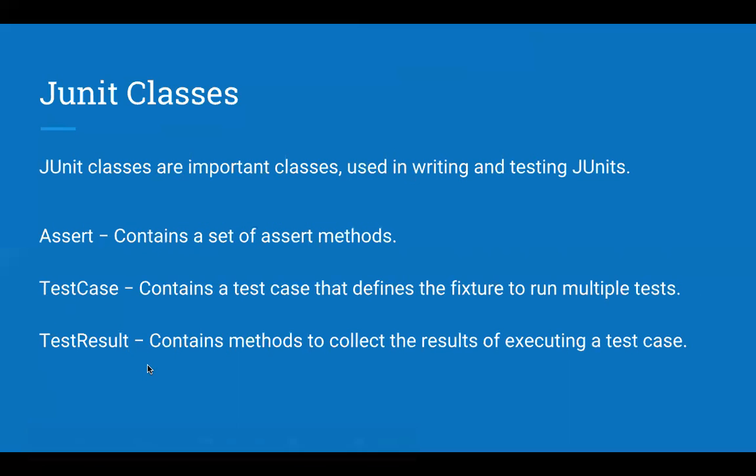And then JUnit has classes of different things that you can write and test with. The three most important ones are usually the Assert class, which is just a set of different assert methods. Those are the ones that Brother Tuckett gave the list of that we need to do. They also have TestCase, which contains a test case that defines the fixture to run multiple tests. And then they have TestResult. Sometimes we use those with our asserts, but it contains the methods to collect the results that you're getting. So you could do a range and go outside or inside and give different results that you're looking for.